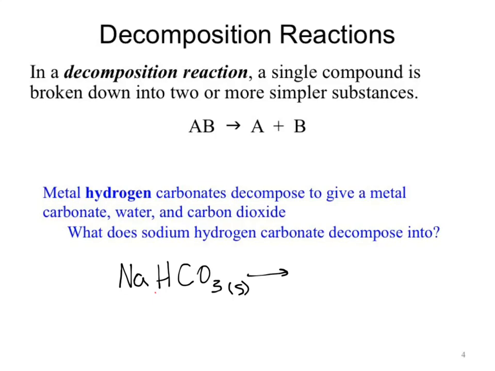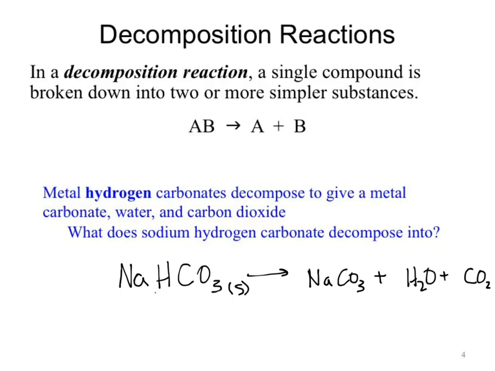What are the products in this? So again, this is not one that I would expect you to do on an exam, but I've given you some information to help you predict this. What are our products? It says metal carbonate. What's our metal? Sodium carbonate. And what else? H2O and carbon dioxide, CO2.